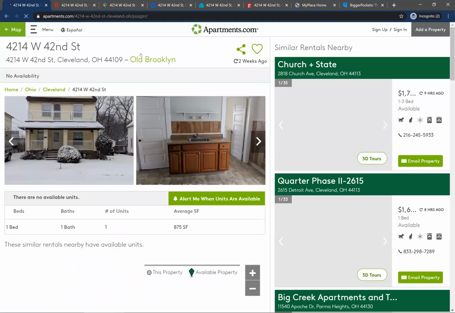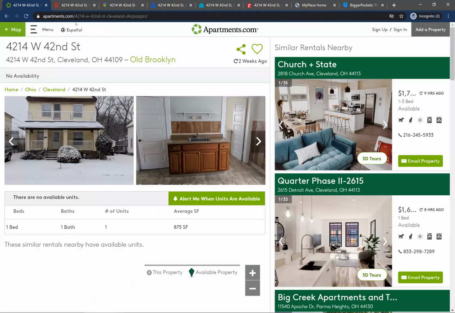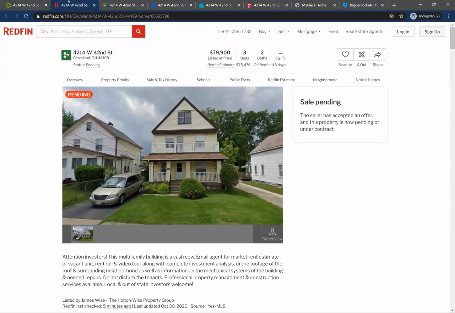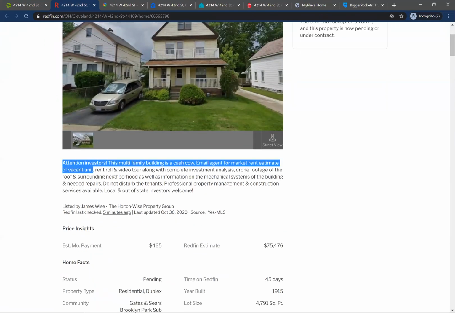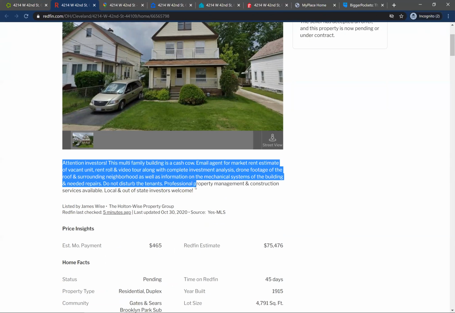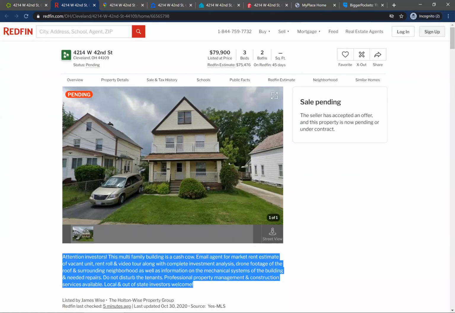So let's go to apartments.com, and these are the Redfin links. You can see currently this property is pending and the listed price is $79,900. You can go through some of the description to get an idea of what the condition of the property is and if there are multiple pictures. Seems like there is no picture for this property.